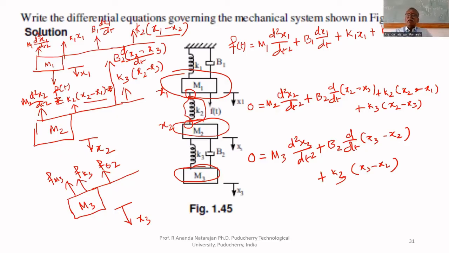So these 3 differential equations together represent the given mechanical system. That's all. As far as this question is concerned, what is the question? Write differential equations governing the mechanical system. So the answer is over. You have to draw the free body diagram, mention all the forces acting on it, applied forces as well as reaction forces, and then write the equations. That's all.